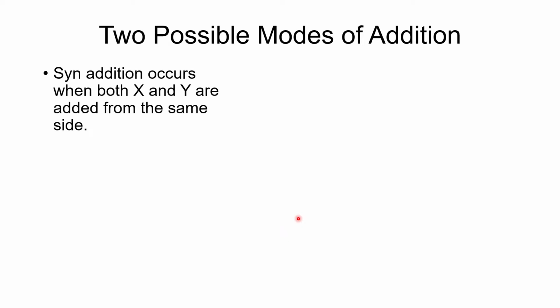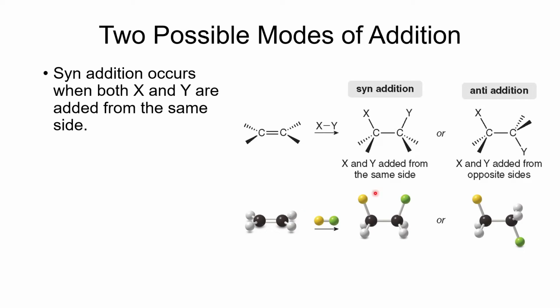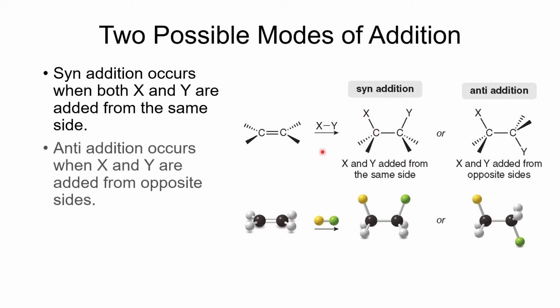We do have two possible modes of addition. We have what we refer to as syn addition. And with syn addition, we get the two atoms that are on the reagent added to the same side of the pi bond, and with anti-addition, they're added to opposite sides of the pi bond.